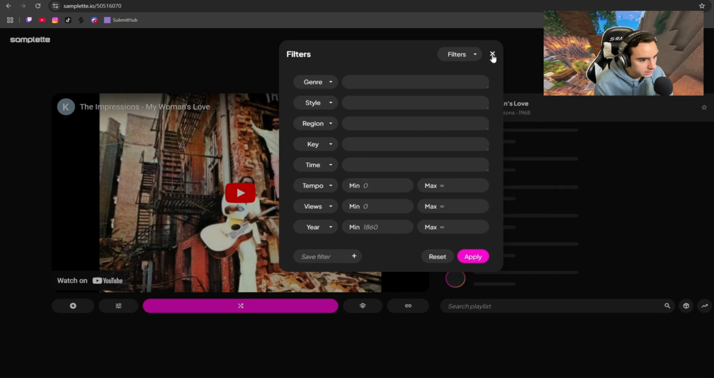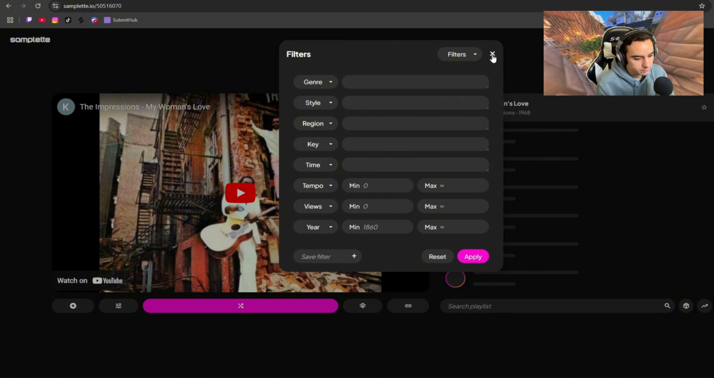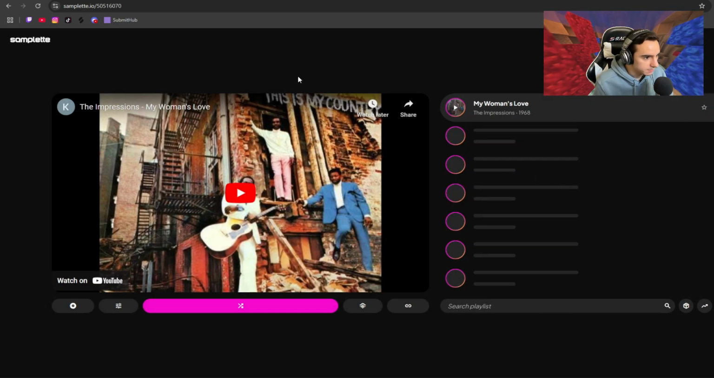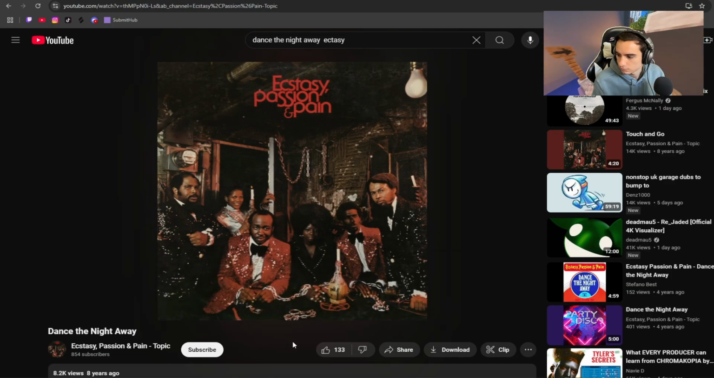I didn't care about the key, but I wanted it to be somewhat disco-y and something that could be sped up a little bit and that you could put some thumpy drums underneath it with a big bass, and it would work really well. I dug around for quite some time in this, and it just randomizes what songs show up. And so I just kept randomizing until I came across this song, Dance the Night Away. And this is what it sounds like.